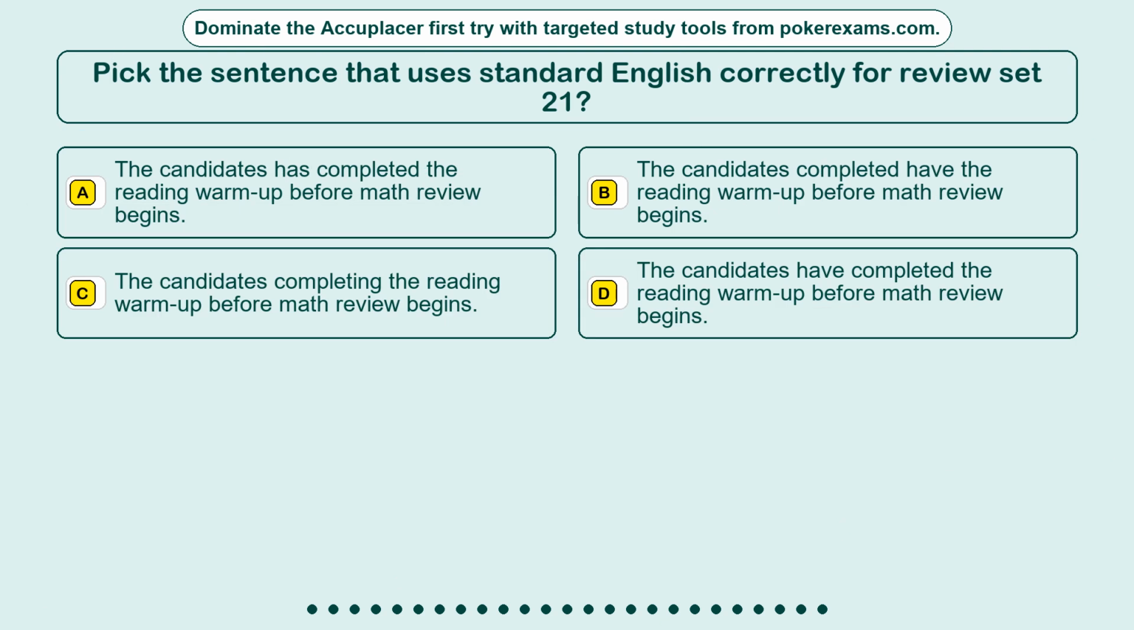Question 20. Pick the sentence that uses standard English correctly for review set 21. Option A. The candidates has completed the reading warm-up before math review begins. Option B. The candidates completed have the reading warm-up before math review begins. Option C. The candidates completing the reading warm-up before math review begins. Option D. The candidates have completed the reading warm-up before math review begins.